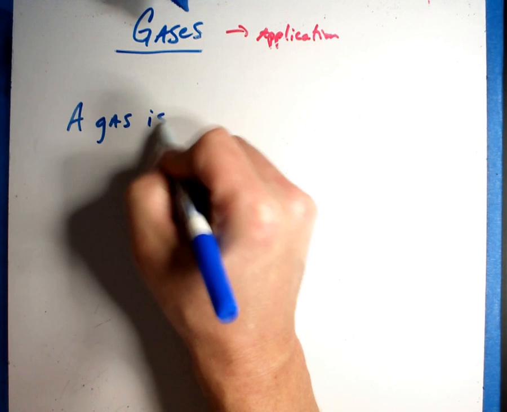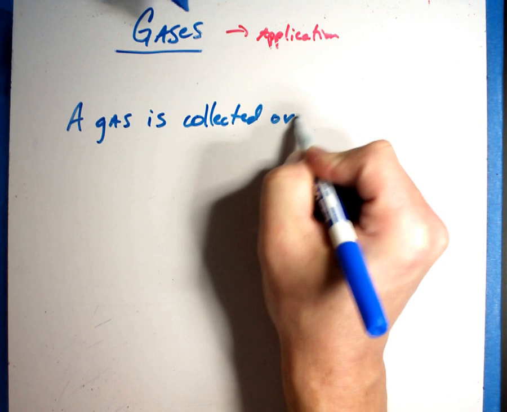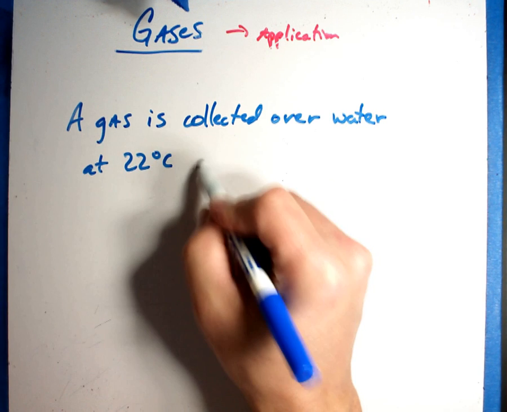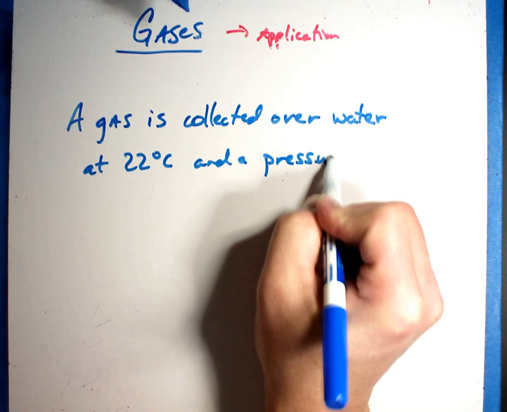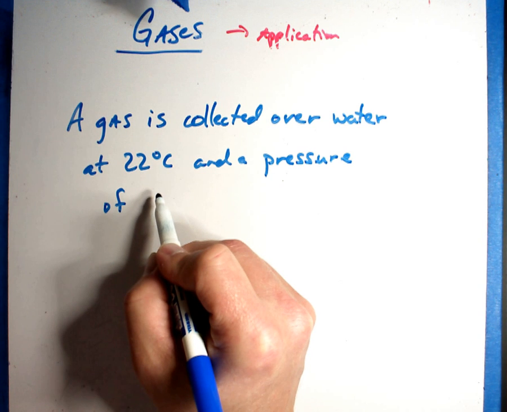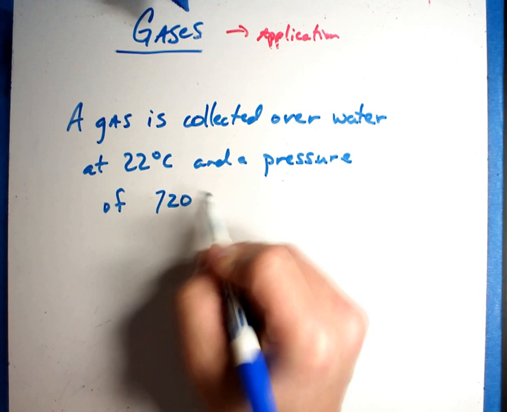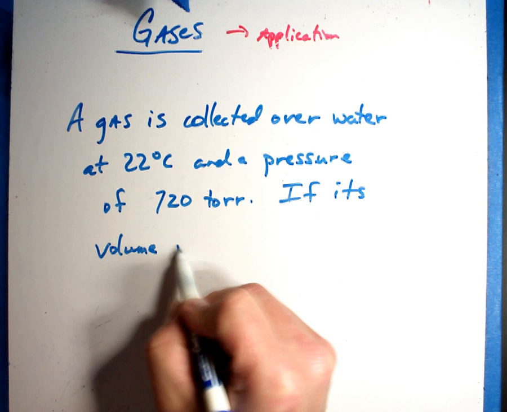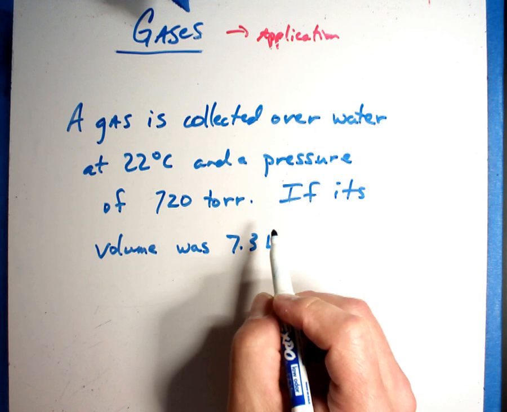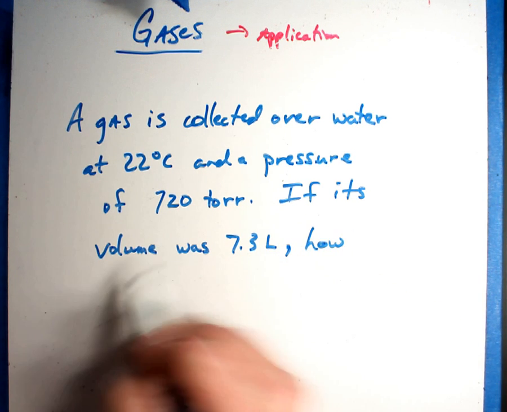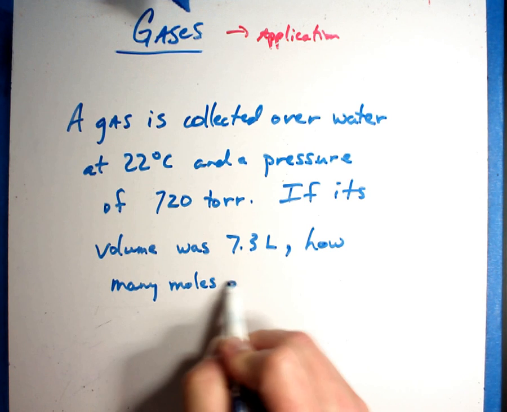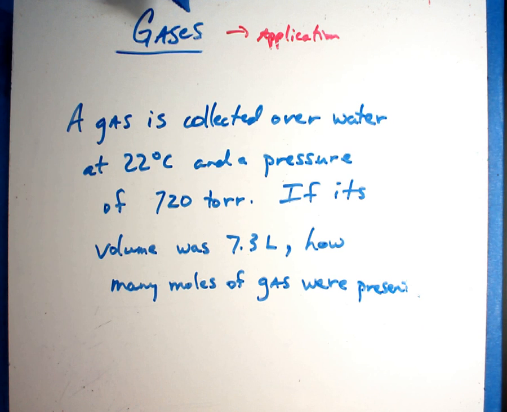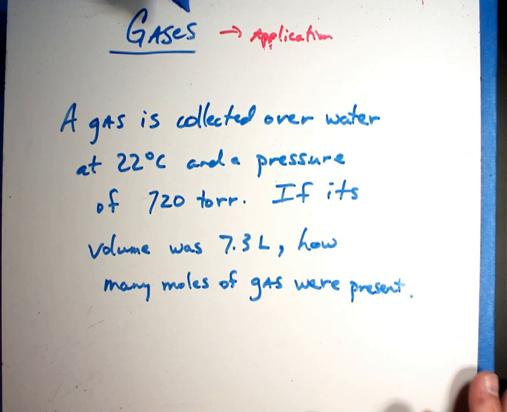A gas is collected over water. As soon as you hear those words, or bubbled over water, you got it, at 22 degrees Celsius and a pressure of 720 torr. If its volume was 7.3 liters, how many moles of gas were present? Now, if you'll pause the video real quick, let them catch up to me.